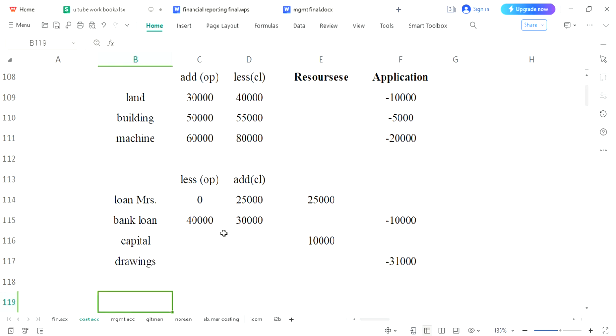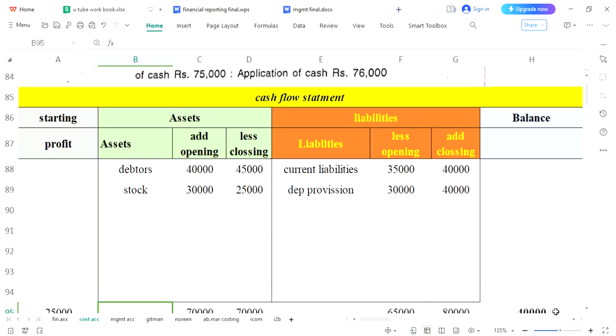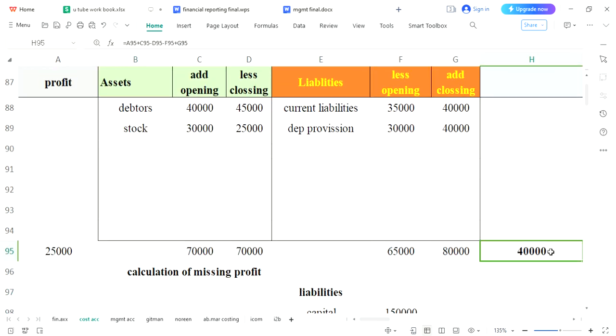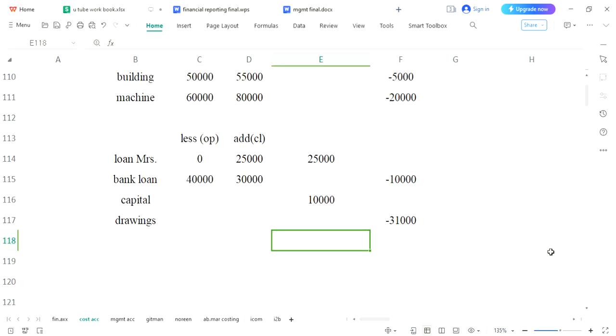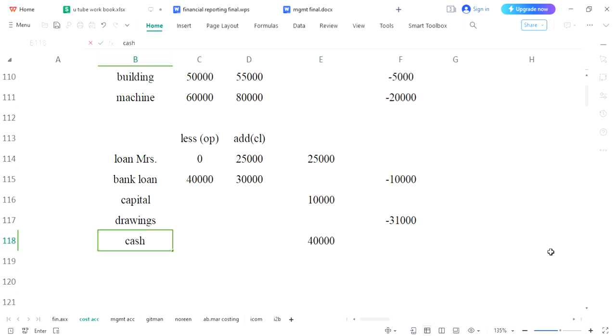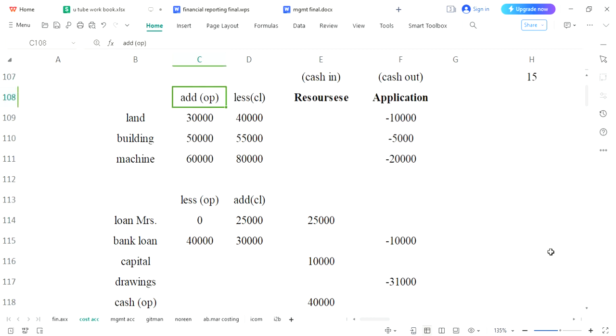Okay guys, all resources and all applications have been written. Now we are going to write the last factor which we have calculated over here. This is cash from operations. This means cash had come. Cash has been increased 40,000. So the last resource, 40,000, is cash from operations. So this way you have calculated and written all the resources.